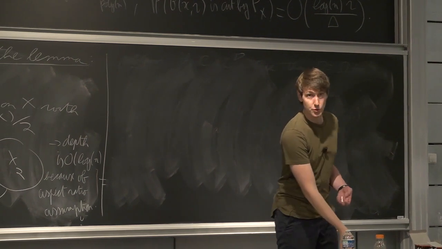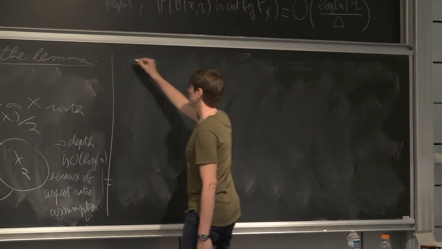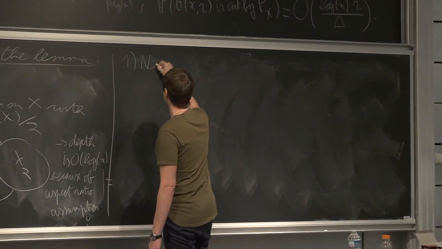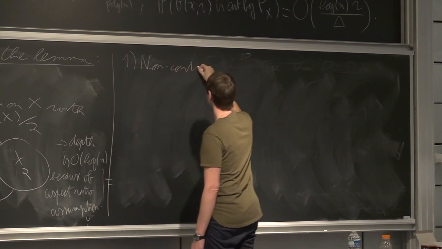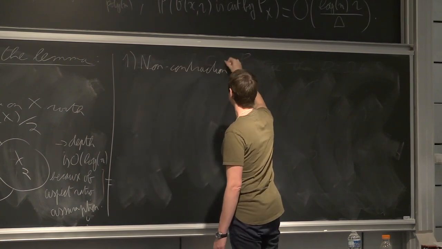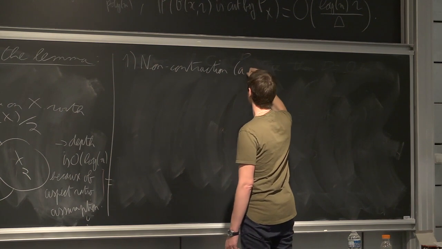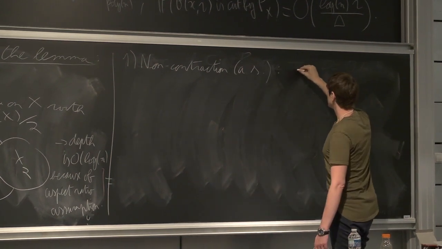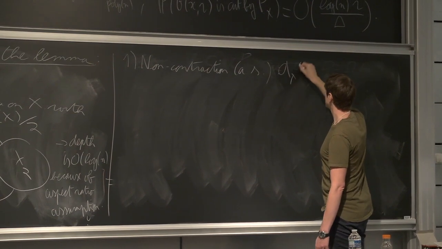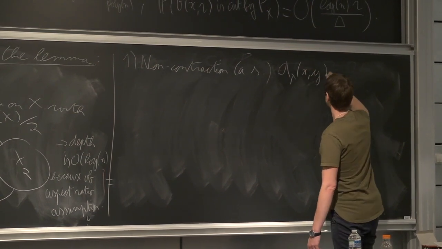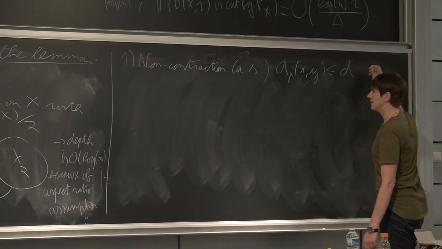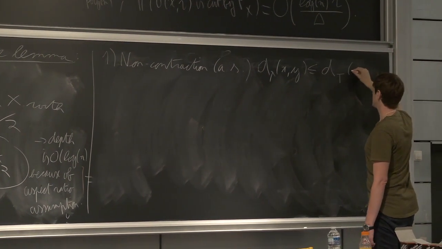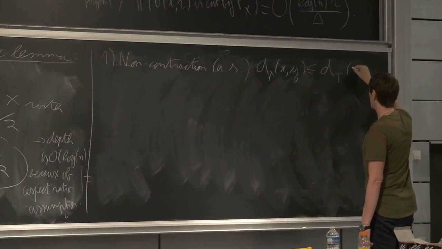Okay, so let's prove the first one, the non-contraction. And this needs to hold almost surely. Again, this means that the distance in X between x and y should be smaller than the distance in the tree T between x and y.